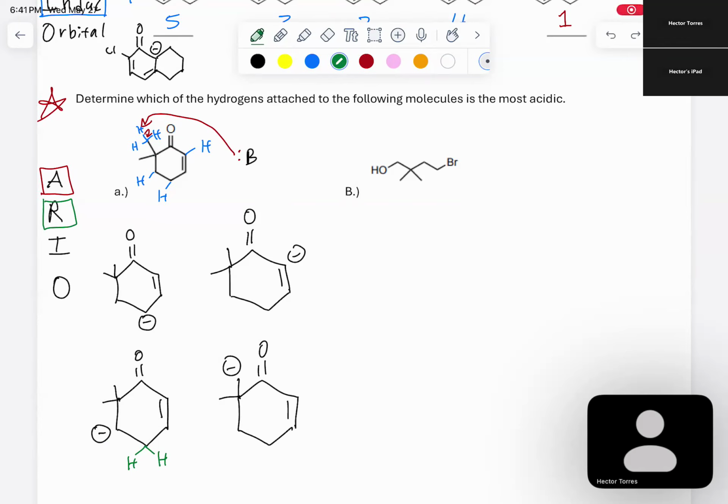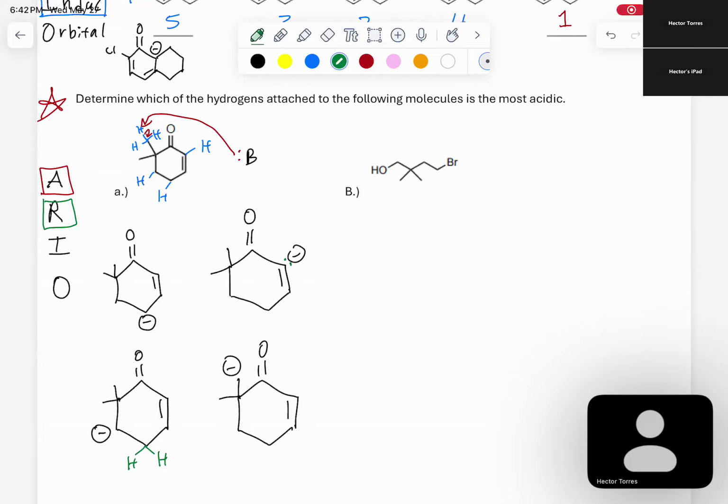This one here is on a carbon. But as you can see here, this one is a quaternary carbon. So it has 4 carbons around it. So that one's not going to have any resonance. It doesn't have any pi bonds to attach to, so no resonance for that one. Okay, this one right here.